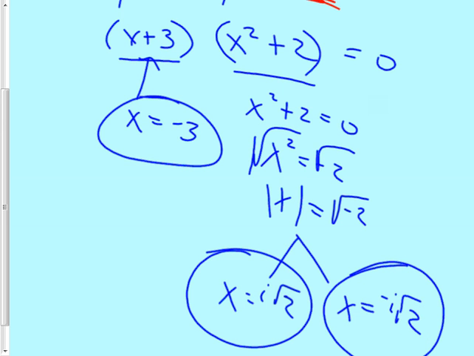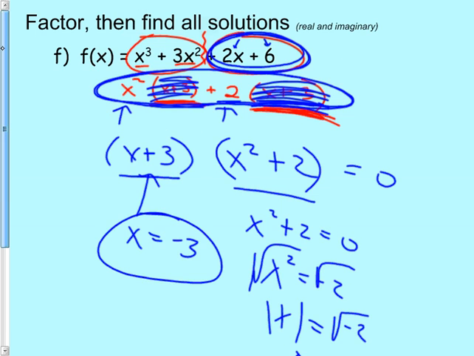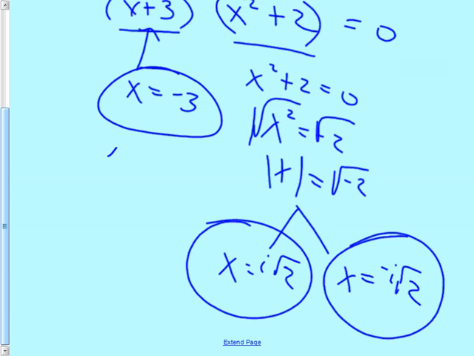Now, have I got the right number of roots? Back to the original problem. Had x to the third in it. 3 roots needed. I got 1. I got 2. I've got 3. Yes. I got 3 roots. I hope you know the ones that have i's in them would be imaginary. And this one is real.